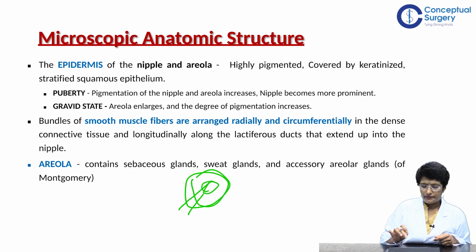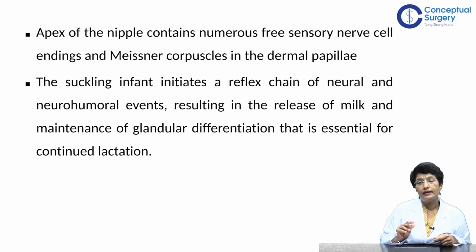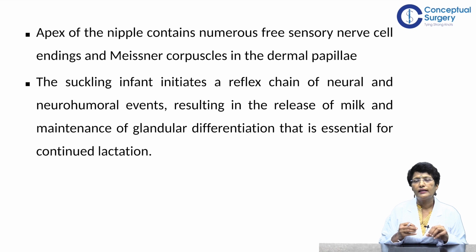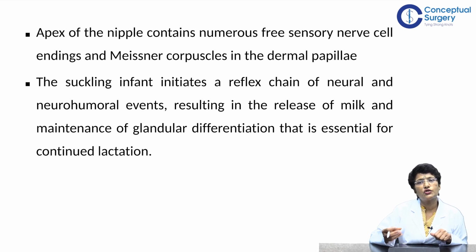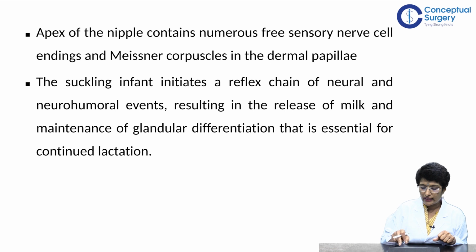It is supplied with numerous free sensory nerve endings in the nipple. That's why it's hugely sensitive. And there are mucinous corpuscles also within the papilla. So what happens to the nipple when the child is suckling? It sets up a reflex chain of neural and neurohumoral events, resulting in milk release. That is how this chain is completed to produce milk.